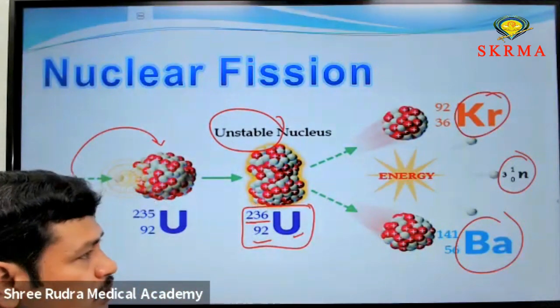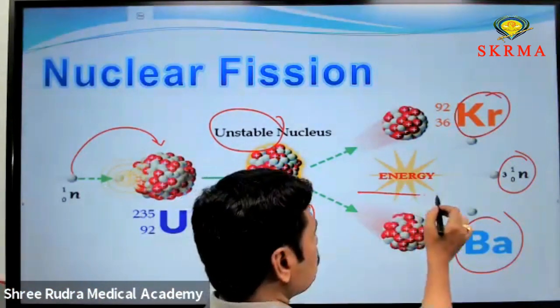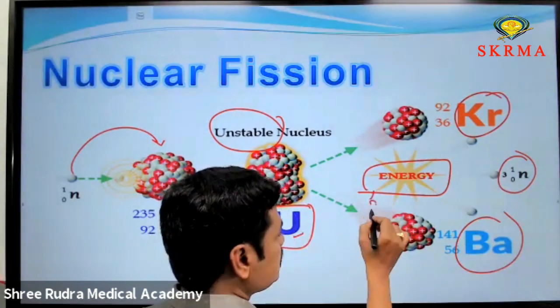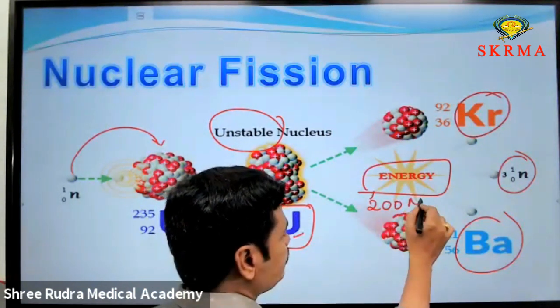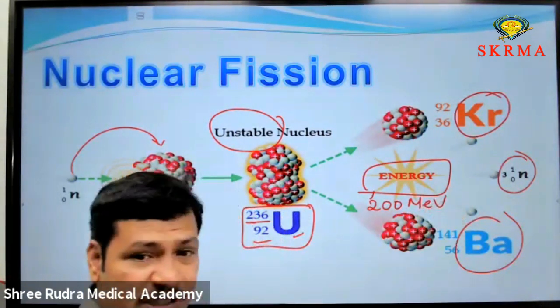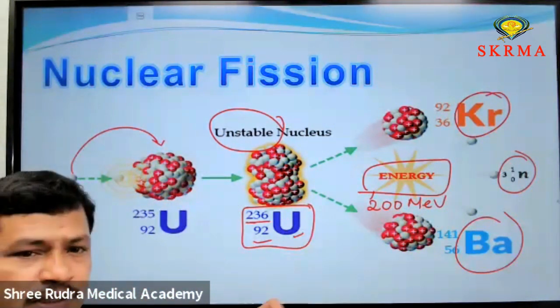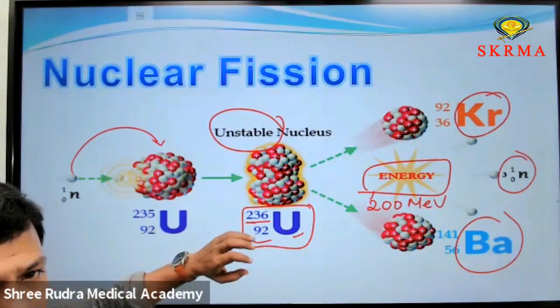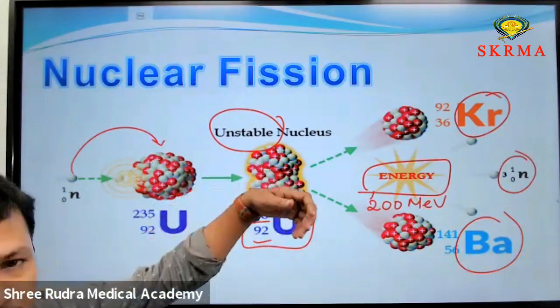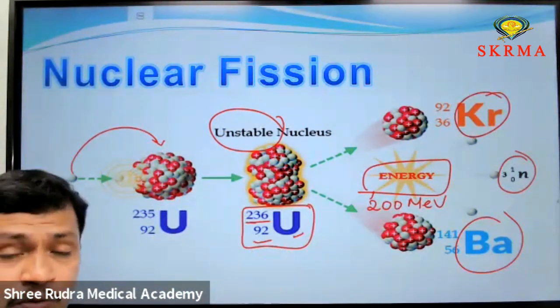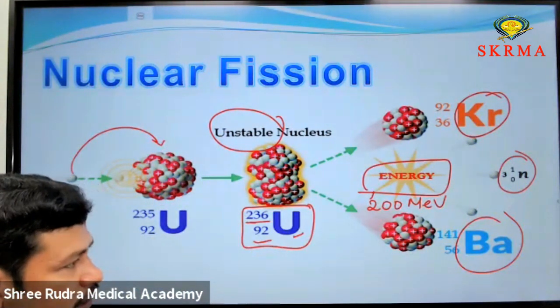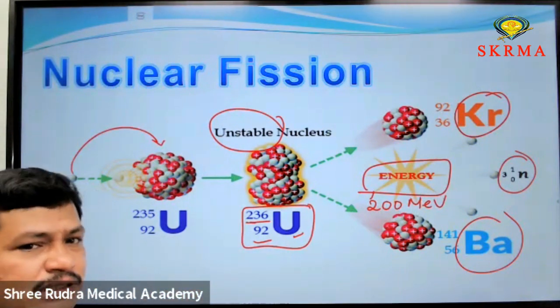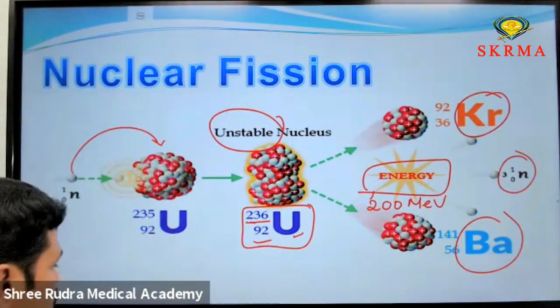In this fission process, energy is also liberated. That energy is 200 MeV for each fission of 1 uranium nucleus. For 1 uranium nucleus, 200 MeV is liberated. 200 mega electron volt energy is liberated. That is the key concept in this nuclear fission process.